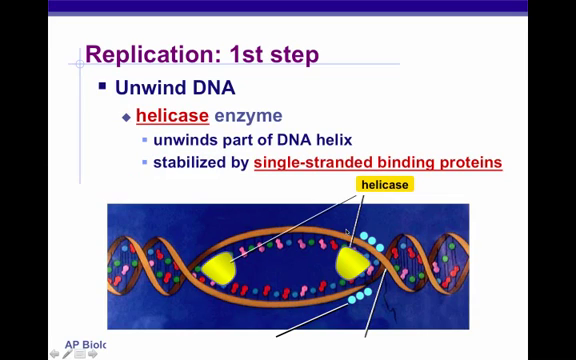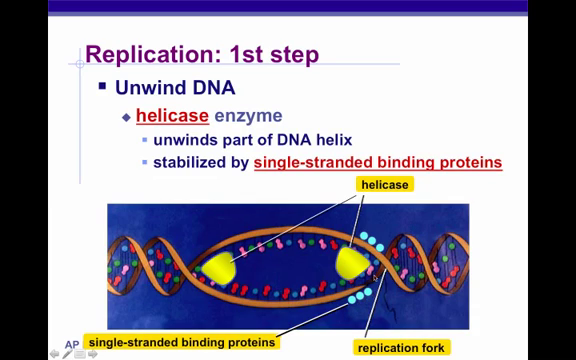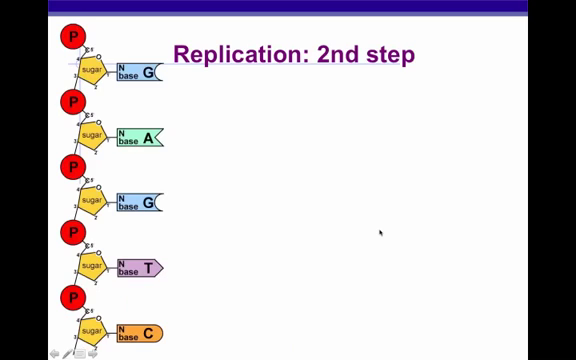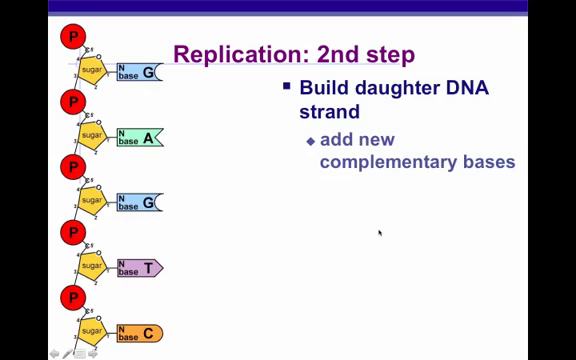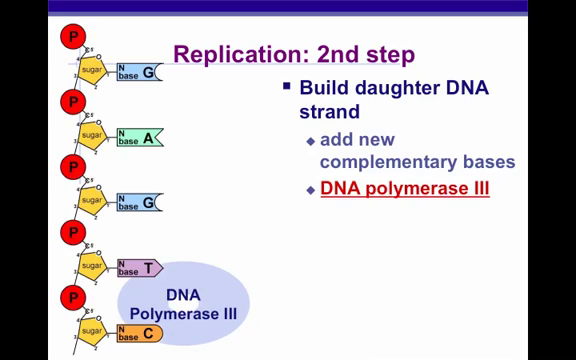So we stabilize these openings by the single-stranded binding proteins, or SSB proteins. So you're going to have ones there, and here is our replication fork. So these 3 circles are how we're going to represent the single-stranded binding proteins. So replication, here's the second step, that we have to build a daughter DNA strand. So we have to add a new complementary base to the one existing strand that there is. So we have to have an enzyme to do that. This is DNA polymerase 3. Okay, so here's DNA polymerase, and it's going to add the nucleotides.